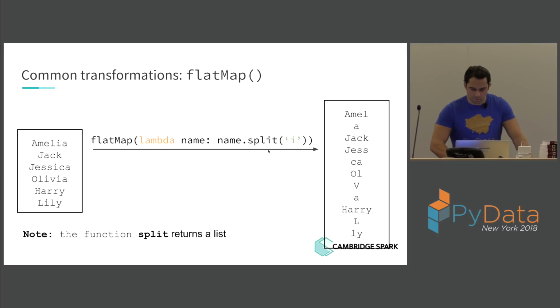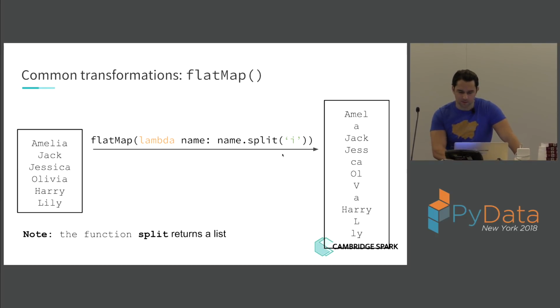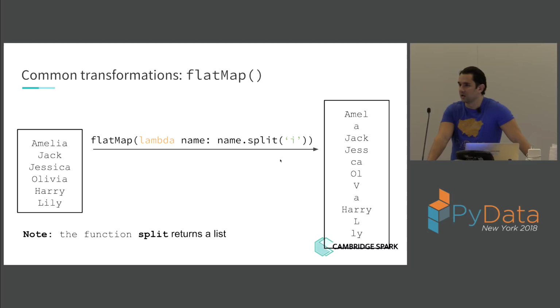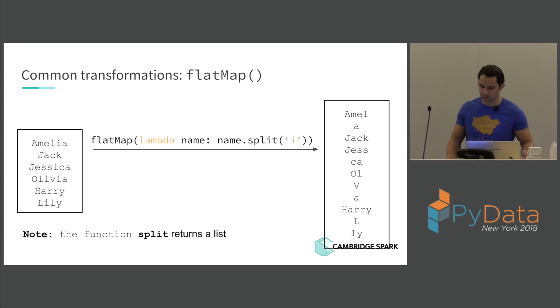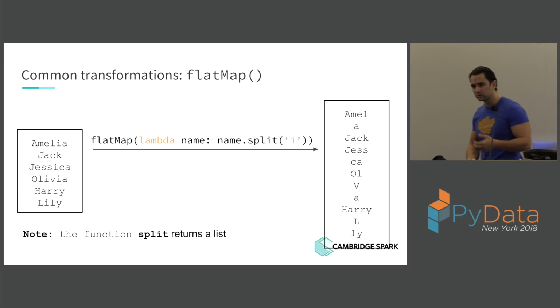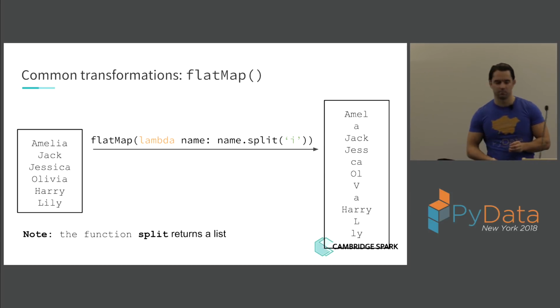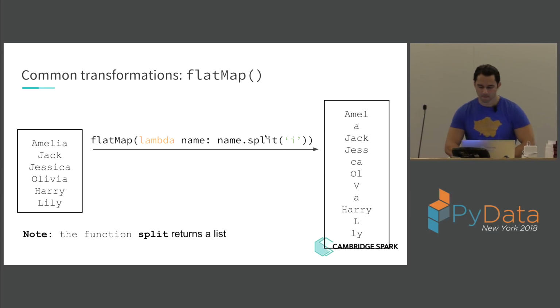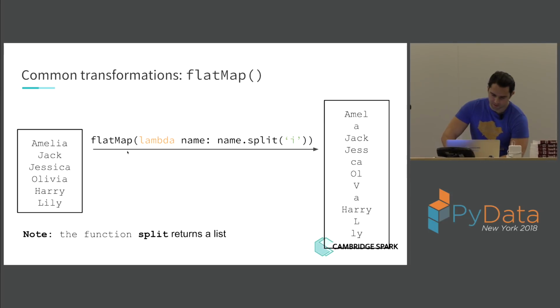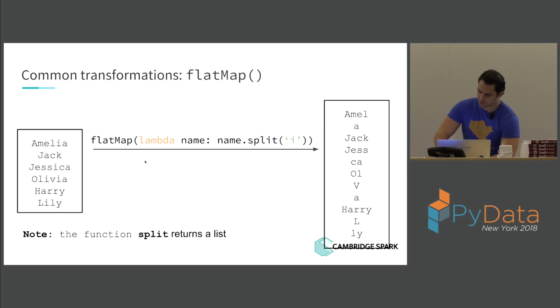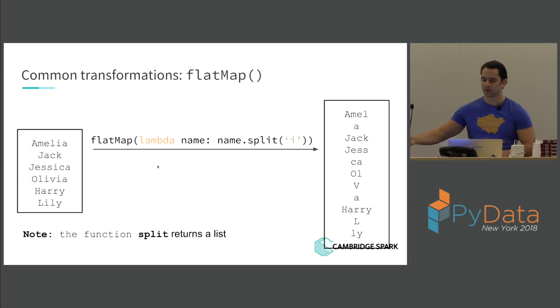Here the method split in Python returns a list. If I do split over i on Amelia, what you'll get is a list with 2 elements: Amel being the first element, and then just a as the second element. Now, if I do the same thing on Jack, there's no i, so you just get a list of 1 element. Jessica, you get Jess and ca.